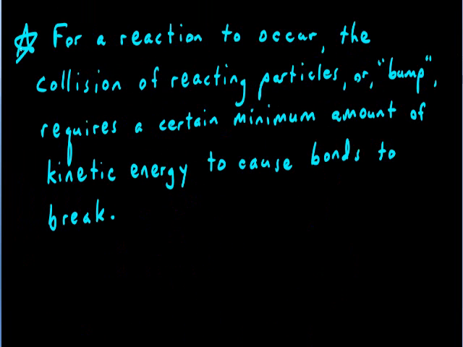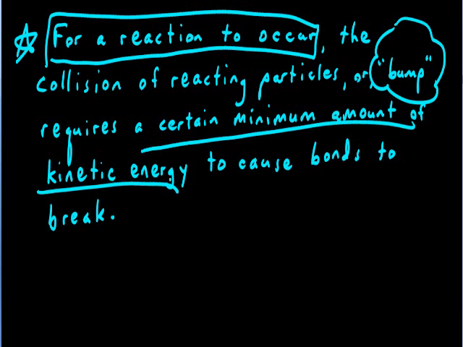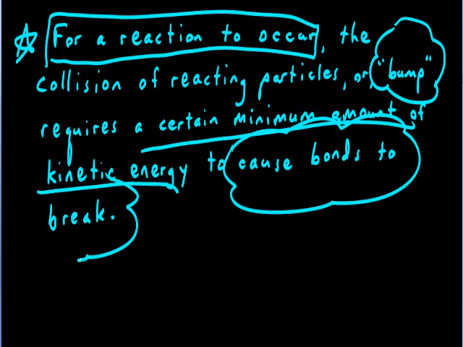Now, in order for a reaction to occur, the collision of the reacting particles, or the bump that takes place between reacting particles, requires a certain minimum amount of kinetic energy. That minimum amount of kinetic energy in the collision is what's necessary to cause bonds to actually break in the reactant particles, so the reactant particles can begin to turn into product particles by the formation of new bonds after the reacting particle bonds have been broken.